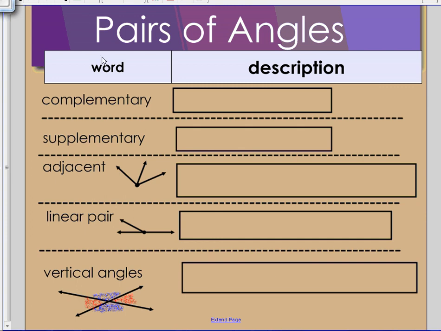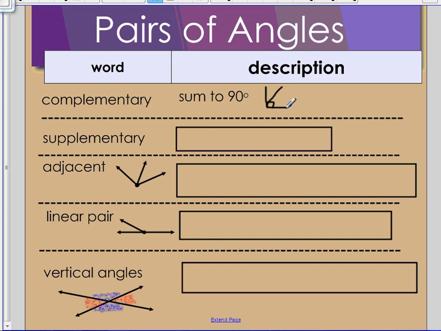But there are some pairs of angles that are very important, okay? So complementary angles have a sum of 90. That's when you have a 90-degree angle, and it has been split into two different angles, okay? So those two separate angles would be considered complementary because they make up one 90-degree angle, okay?